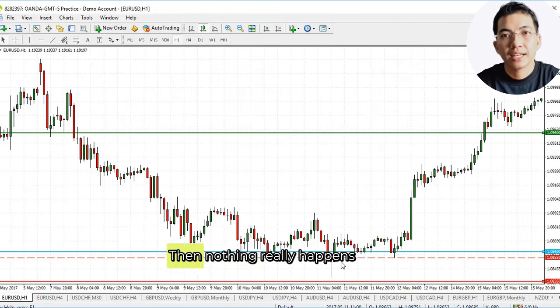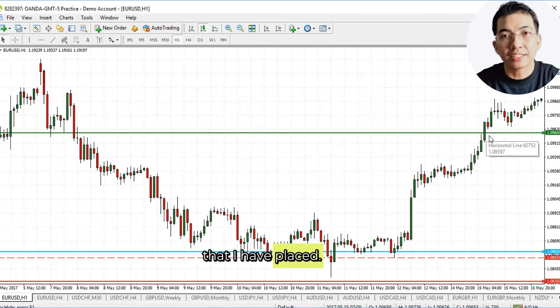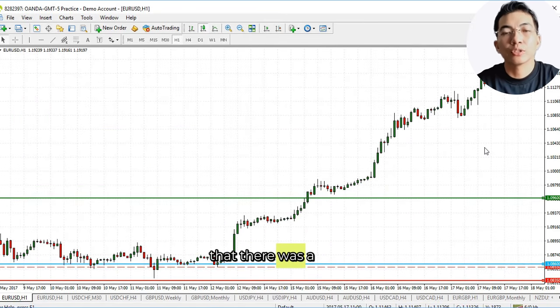1.0855. Then nothing really happens till this candle that represents a turning point for this trade. The price finally goes up and leaves the support area behind. After this candle, buyers are completely in control of the market, and nothing stops them from reaching the take profit that I have placed. Actually, the action of the buyer is pretty strong, and I would say that the price can go even higher than this. If we go on, we can clearly see that there was a chance to get an even better profit, but I can't really complain even if I missed the chance. It was anyway a good trade.